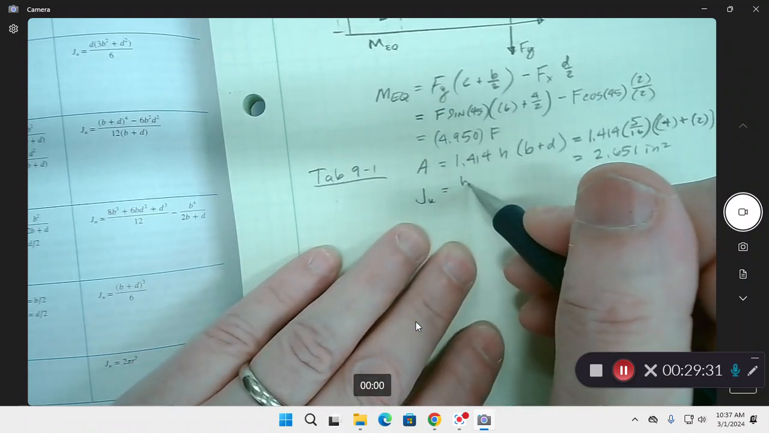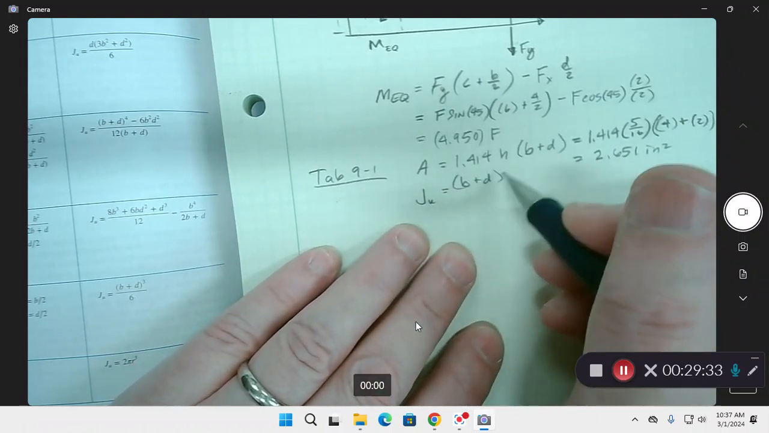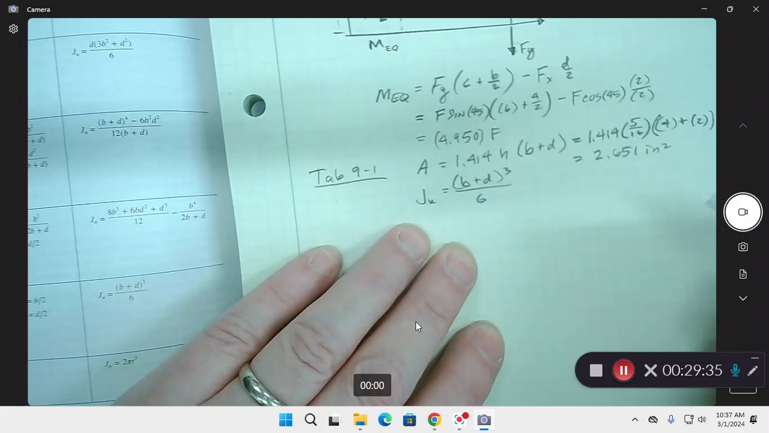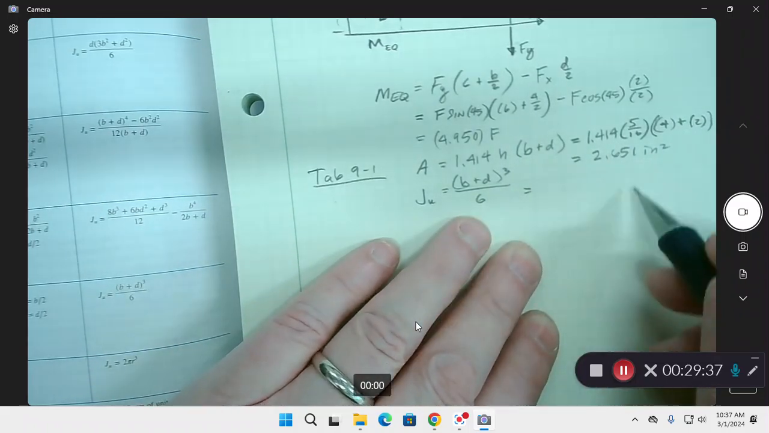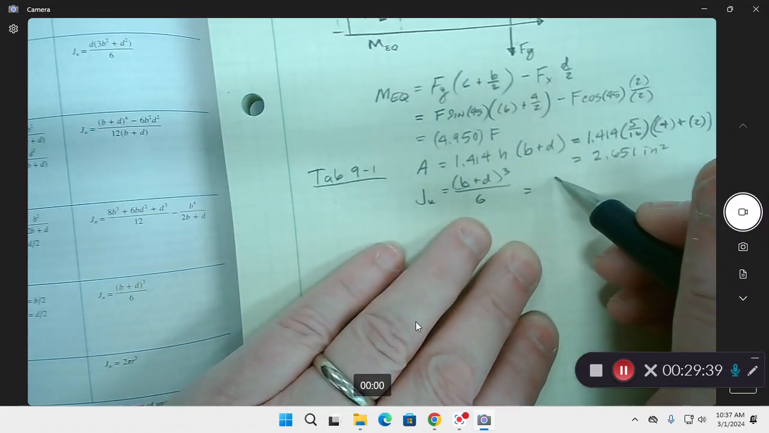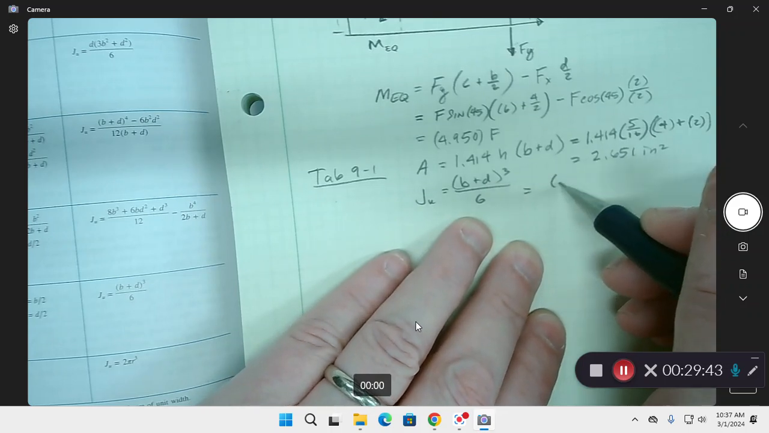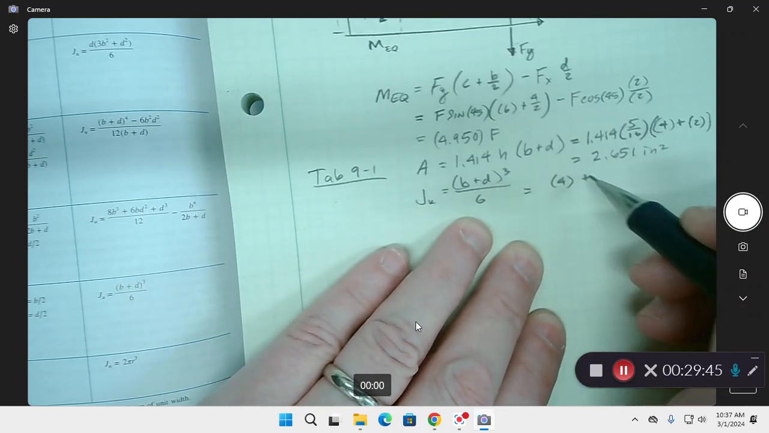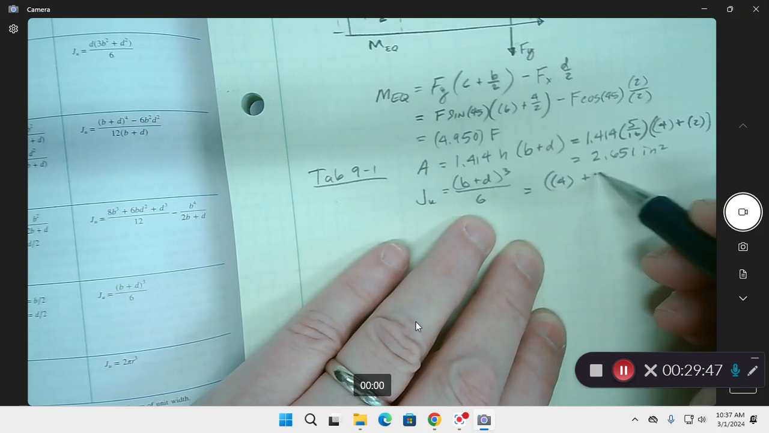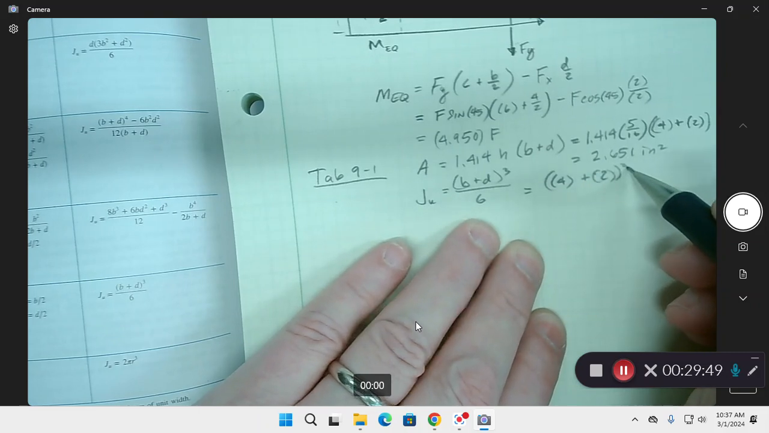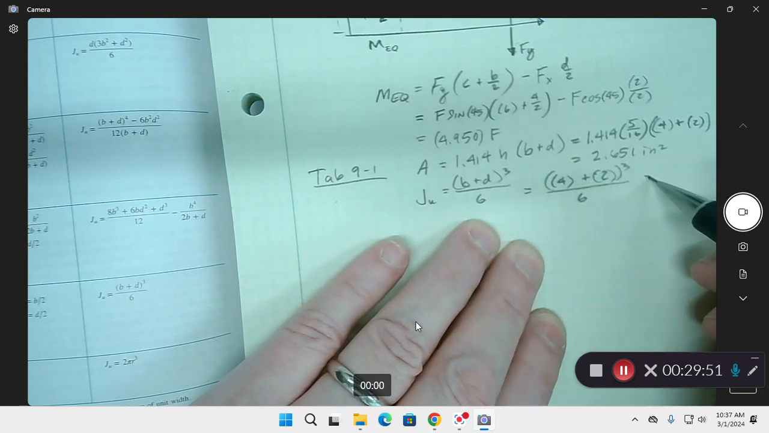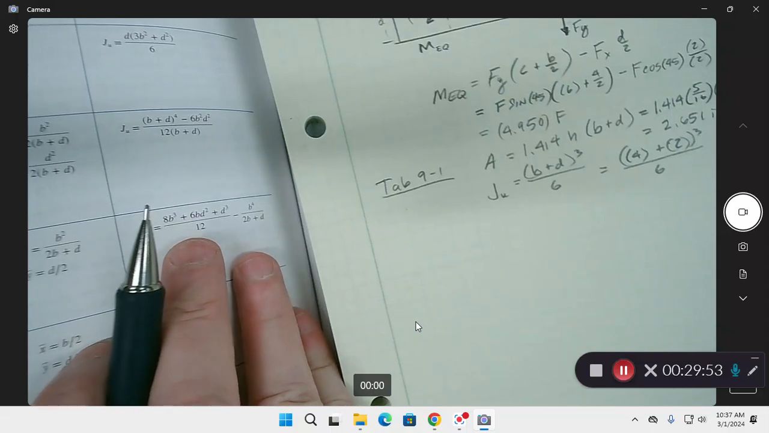JU is B plus D cubed over 6. I didn't even leave enough room. And we just said that the B was 4, and the D was 2, cubed divided by 6.